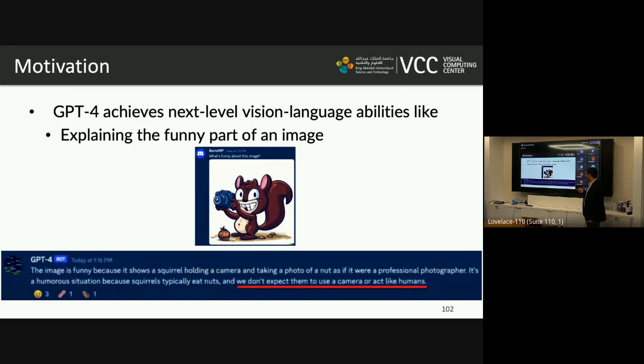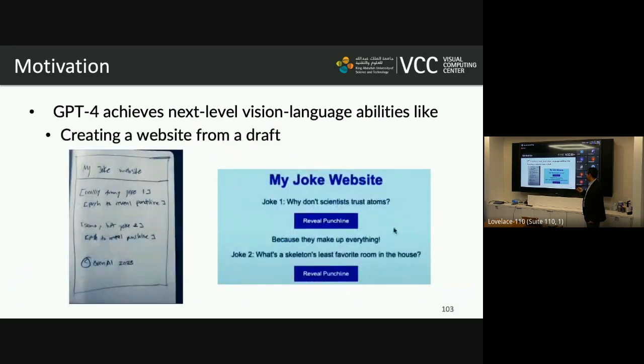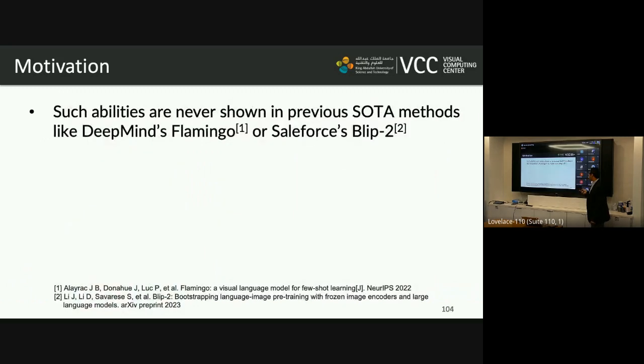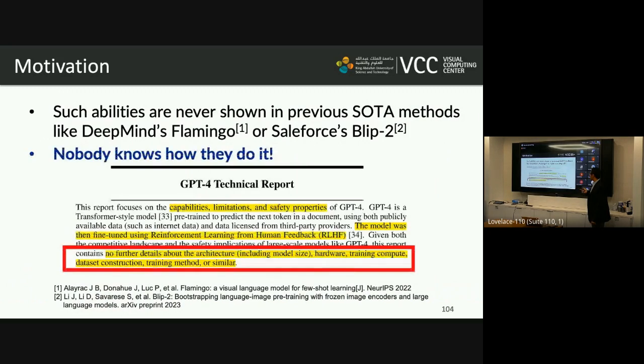Because we have seen this demo where you can write just a joke website and then the model can take it and produce the HTML of the website. Oh, this is a very popular example. But if you look at the technical report, it was almost hard to learn anything useful out of it. No further details are provided.